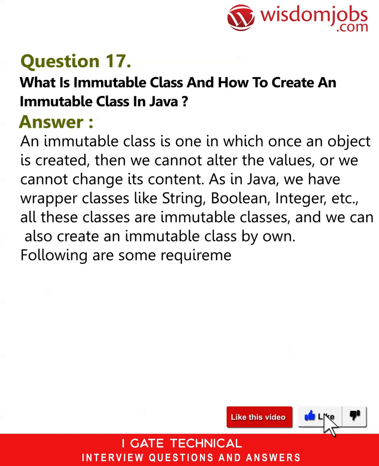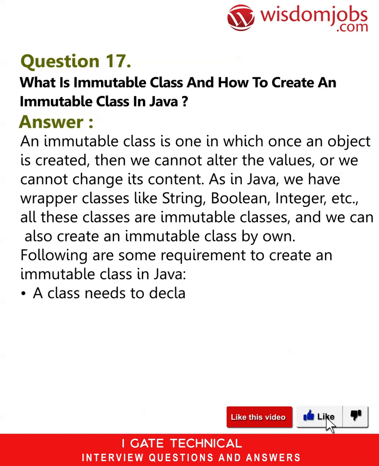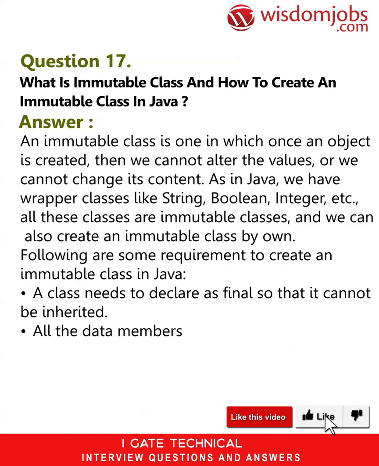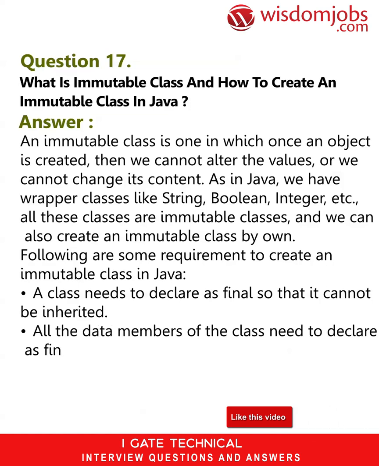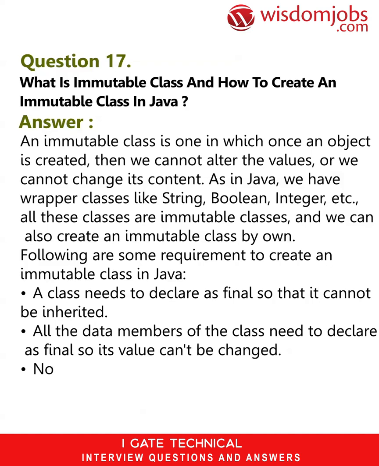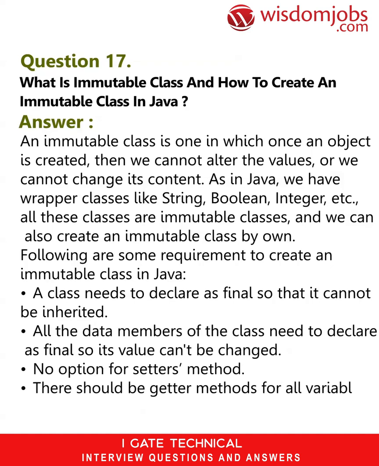Following are some requirements to create an immutable class in Java. A class needs to be declared final so that it cannot be inherited. All the data members of the class need to be declared final so their values can't be changed. No setter methods. There should be getter methods for all variables.